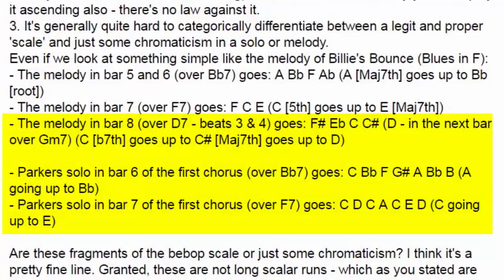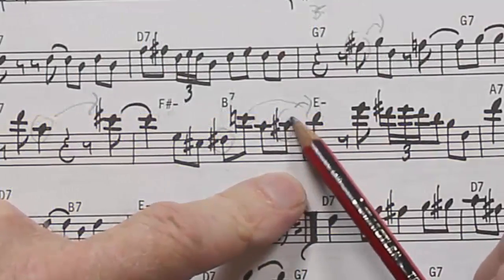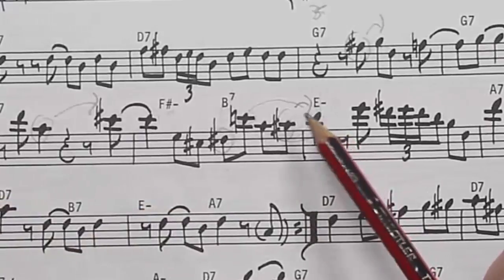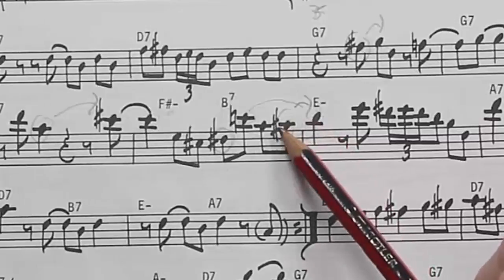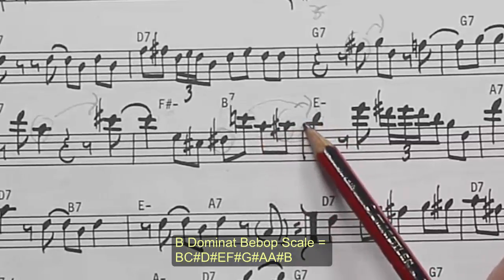So that's another one. And in this one here, the next one down, he says the melody in bar 8, that's this one, over D7 beats 3 and 4 goes F sharp, E flat, C, C sharp, D in the next bar, over G minor, C sharp, major 7 goes up to D. So he's saying that this one here, which is A sharp, goes up to this B, which is obviously the D in concert, but it's B in alto sax. So that's a bebop scale ascending. Okay, so I suppose it means those three are ascending.